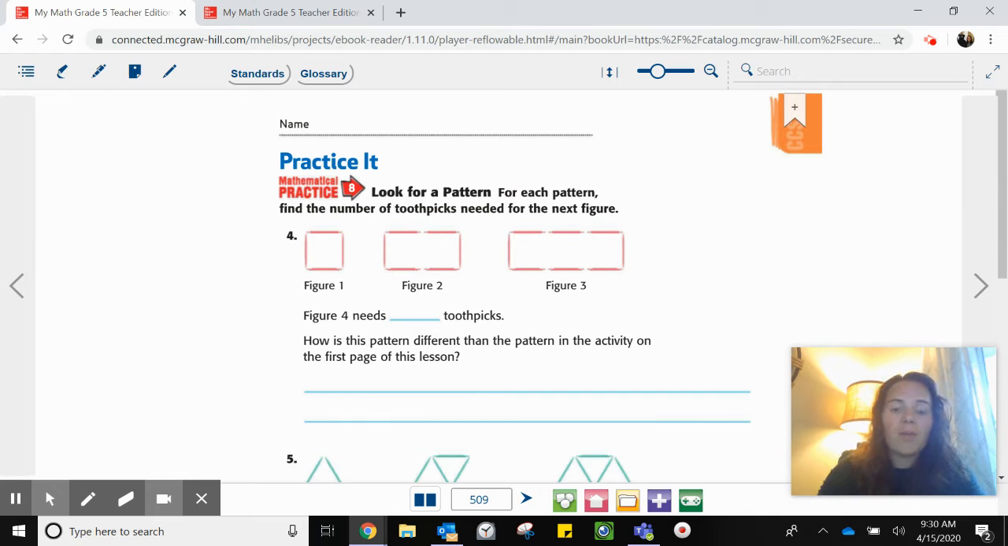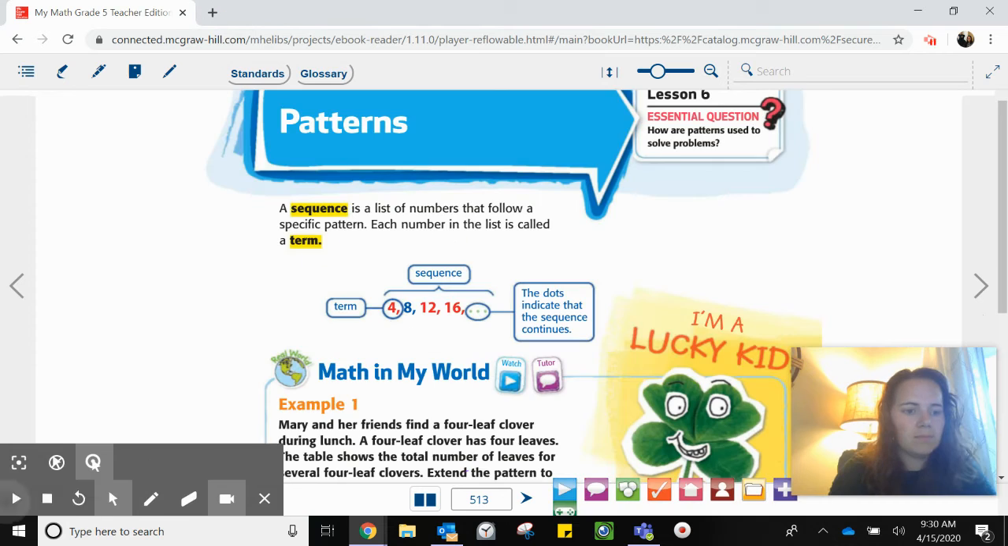All right. If you are working on this page first before you continue the video, go ahead and pause. If not, then go ahead and flip to page 513 for me, please.